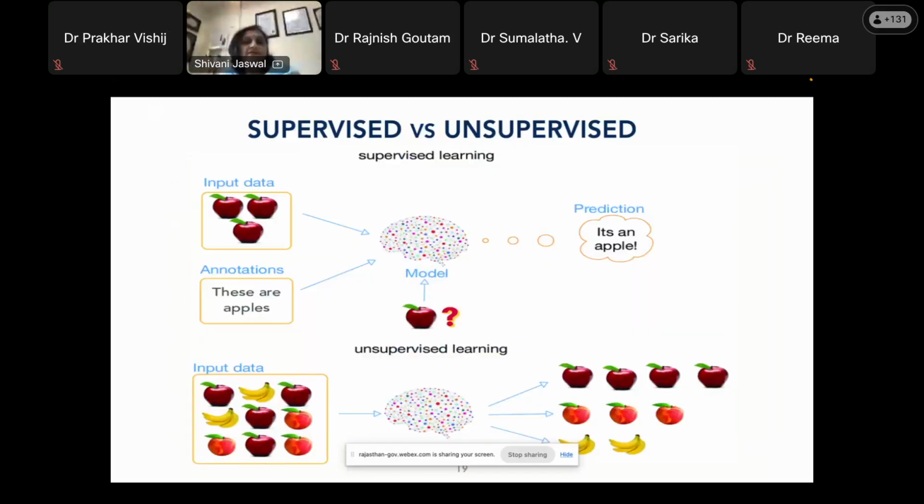So the basic difference between supervised and unsupervised learning models is that, just give me a minute.